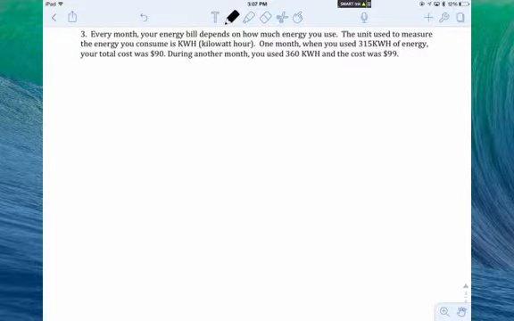Here we go. The unit that's used to measure how much energy you use is called the kilowatt hour, kWh for short, which you may learn about in physics soon, or maybe you already learned about in physics. Anyway, one month you used 315 kilowatt hours of energy, and the total cost was $90. Another month you used more energy, 360 kilowatt hours, and the cost was $99.